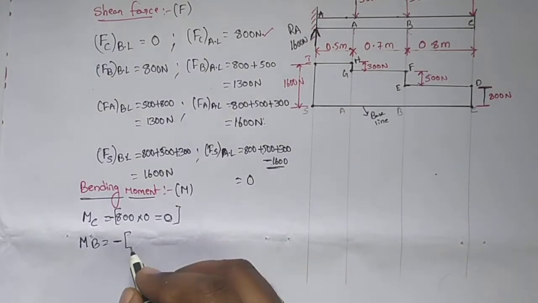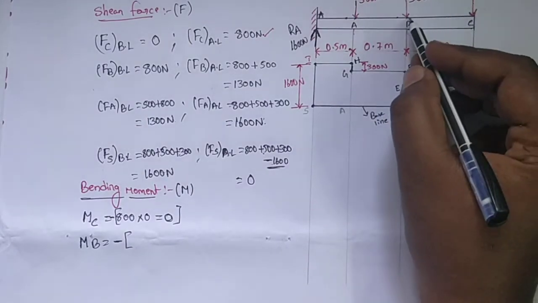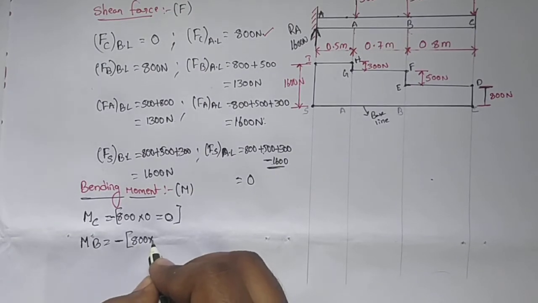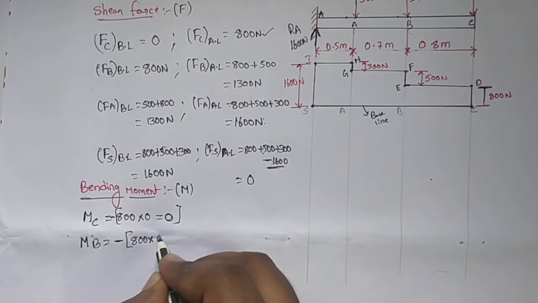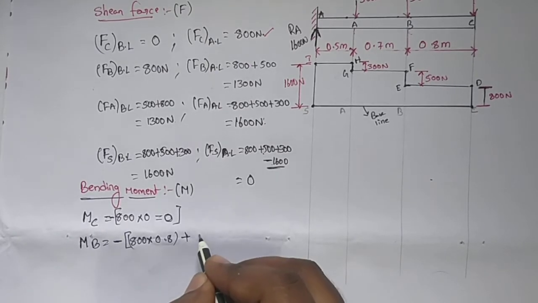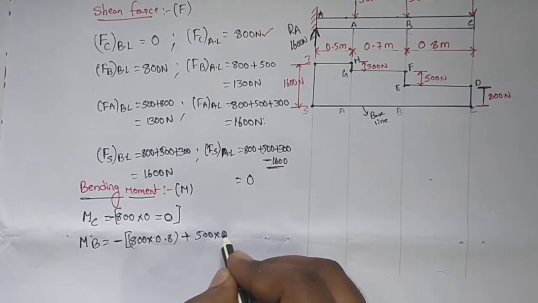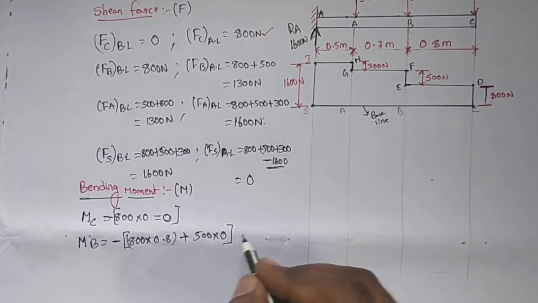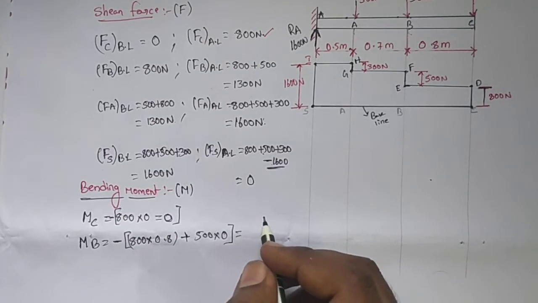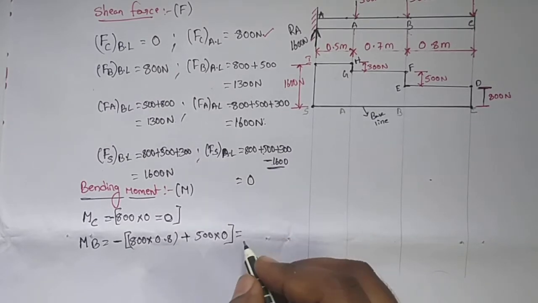Minus of bending moment at point B. Here we have a total of 2 loads including point B. First load is 800 into distance from C to B, which is 0.8 meters. Another load is 500. The distance from the load to point B is 0. Therefore, the bending moment at point B is 640 newton meters.